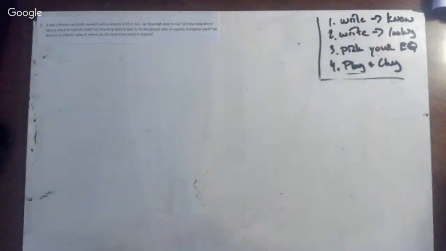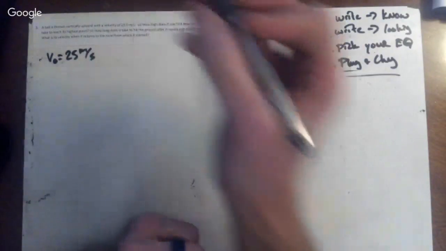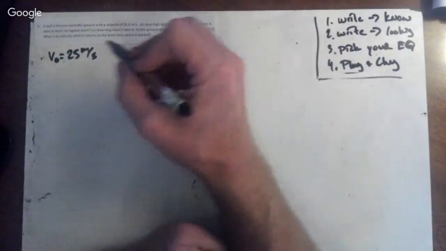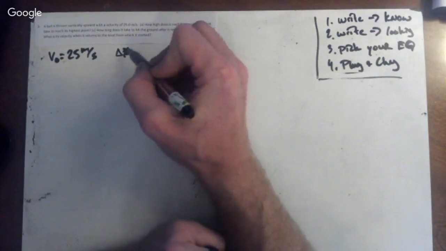Let's do this one. This one's one of my favorites because of how simple and confusing it is at the same time. All right. A ball is thrown vertically upward with a velocity of 25 meters per second. That is our initial velocity, 25 meters per second. How high does it rise? So delta x.